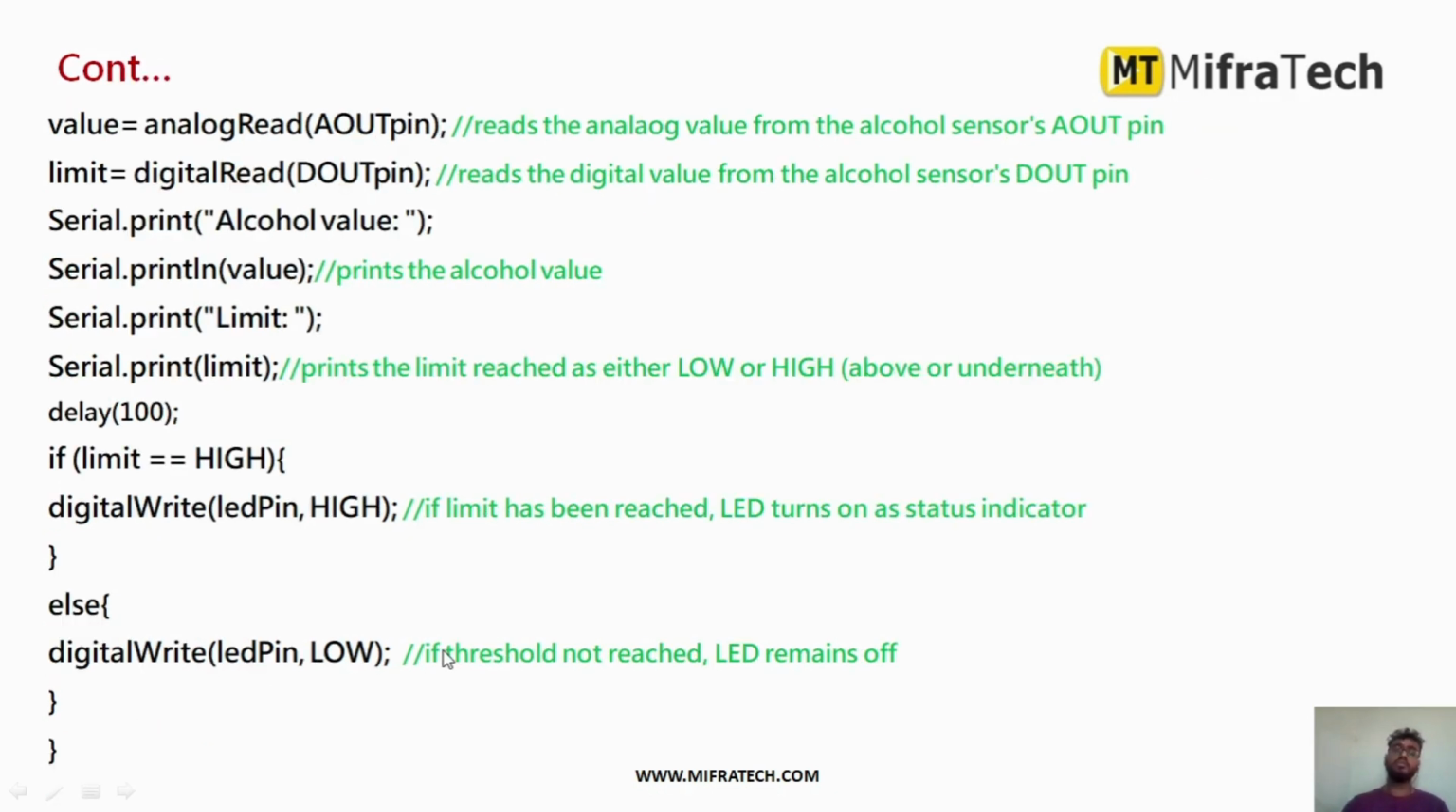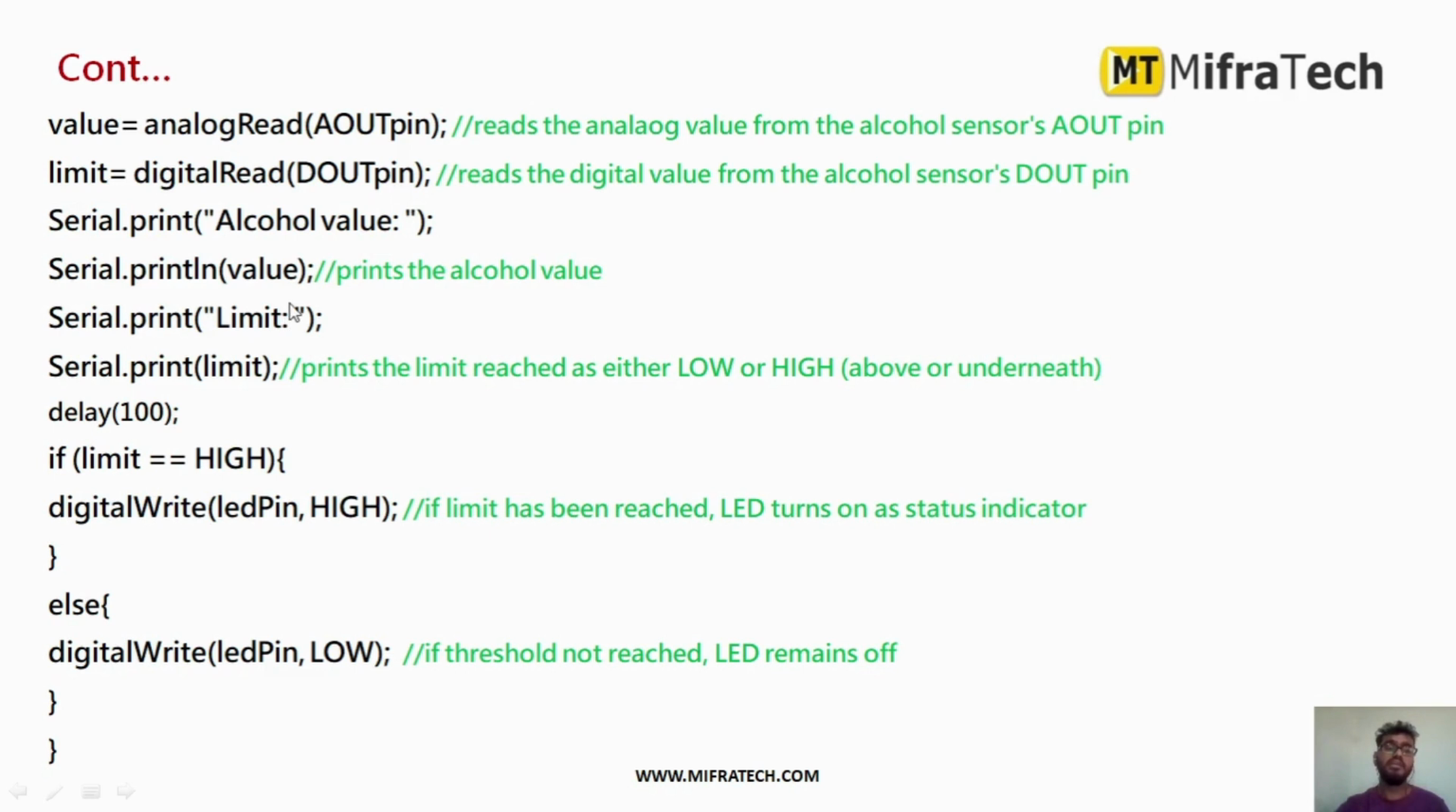Next we'll write the code. As it is giving the analog value, I now have to read the values. I have to use the command analogRead from the A out pin. I am reading the values and storing them in the variable value. I have connected the digital pin also, so from the digital pin also we will read the values. Using digitalRead from the digital pin connected to pin number 8 of Arduino Uno, I am reading the values and storing them in the variable limit.